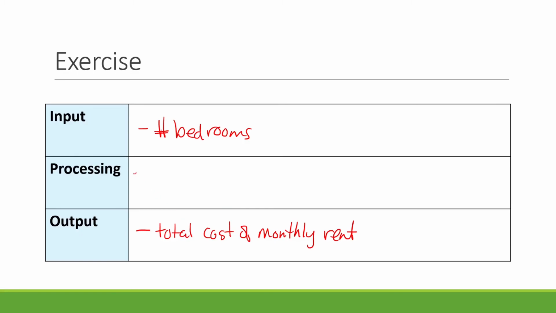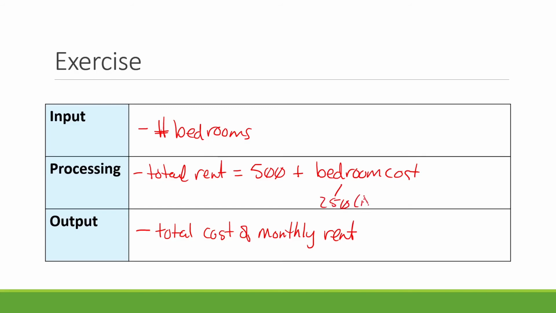We would then have to calculate the total rent, or total cost of monthly rent, whatever, equals 500. Obviously, we're going to need some constants for this program, plus the bedroom cost. And this was either, I think it was $250 for one bedroom, or it was $450 for two bedrooms, or it was $700 for three bedrooms.